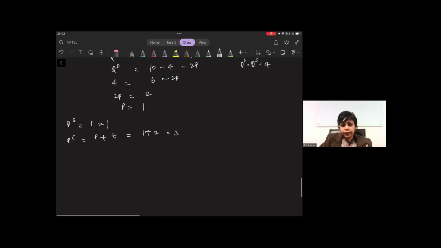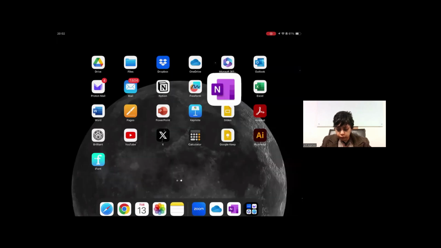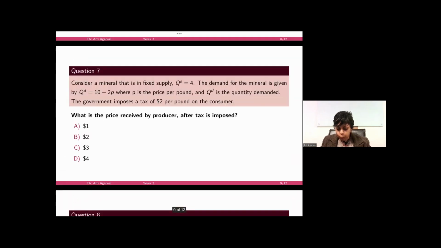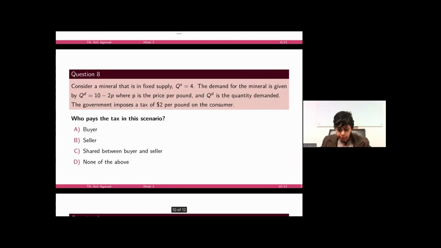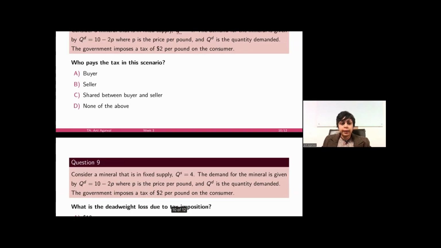Okay, next, move on to the next part of the question. There's only one more part left, I think, which is who pays the tax in this scenario? So who's paying the tax in the scenario? Consumer. You're saying consumer, okay. Anybody else?